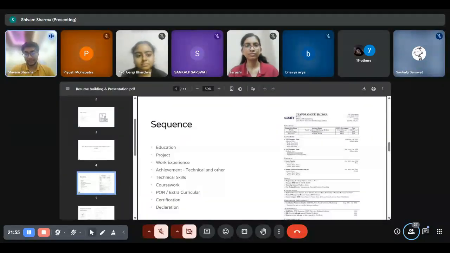Next comes the technical skills section. You can divide this section into 3 categories. First is the languages that you know, the second is the tools that you know, and the third could be the frameworks. So you can divide the technical skills into 3 sections: languages, tools, and frameworks, and just write in front of them as it is mentioned over there. I will share this PPT with you, so you can refer to it later as well.